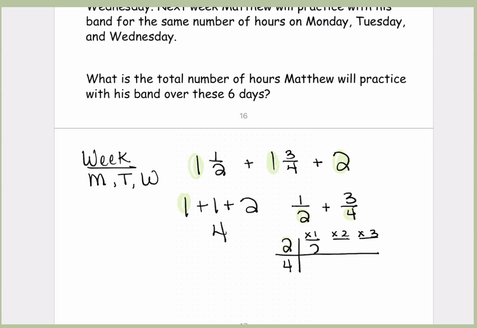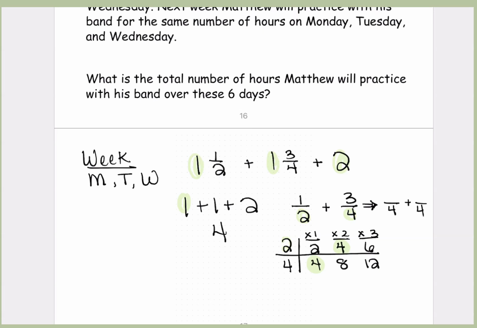So 2 times 1 is 2. 2 times 2 is 4. 2 times 3 is 6. 4 times 1 is 4. 4 times 2 is 8. 4 times 3 is 12. So as we can see here, we have a match there with those 4s. So that means we can convert both of those to have a denominator of 4. So let's change that. Denominator of 4, denominator of 4.